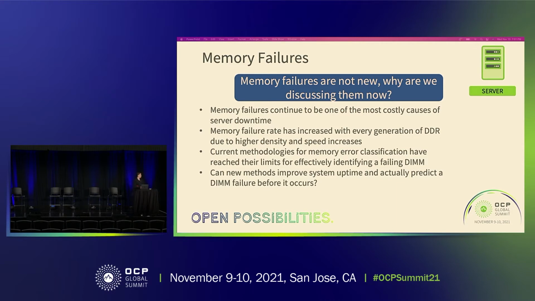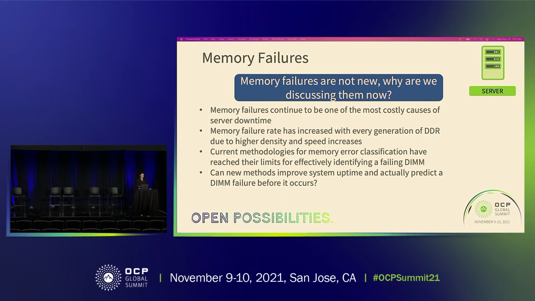The first thing to talk about here is memory failures are not new. Why are we discussing them now? Basically, memory failures continue to be, if not the most costly cause of server downtime. And as every generation of DDR has happened, you've had DDR1, then DDR2, DDR3, DDR4, and now we're moving into DDR5. Every generation is more error prone due to the clock speed going up, the shrinking of the die of the silicon, all things like this. So it's becoming a more and more pervasive problem that we need to address.